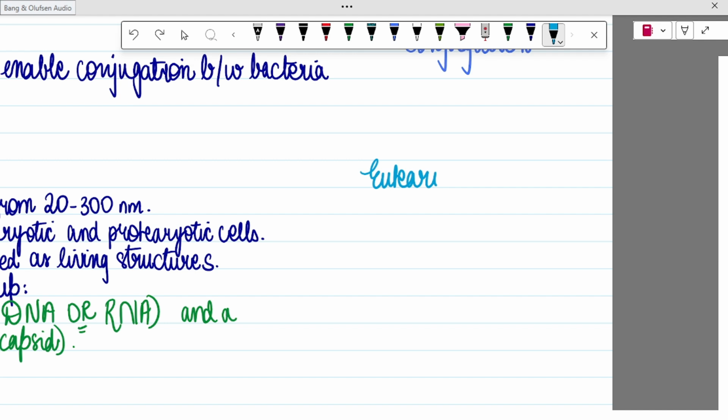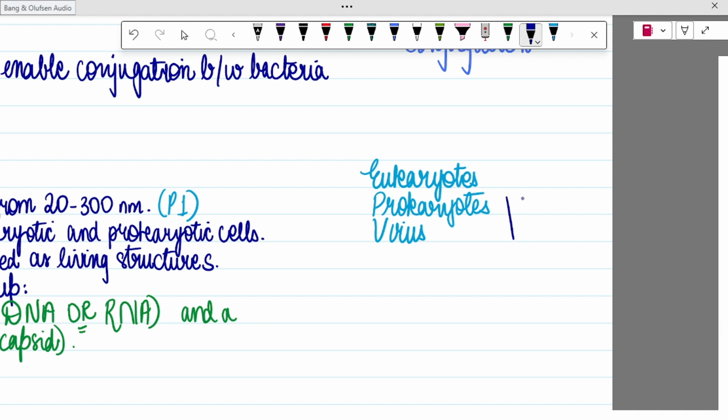Eukaryotes. Then you have the prokaryotes. And the smallest in size are your viruses. And this is a P1 pointer. The size is your P1 pointer. Usually they ask it in paper 1. They do not ask you this in paper 2.